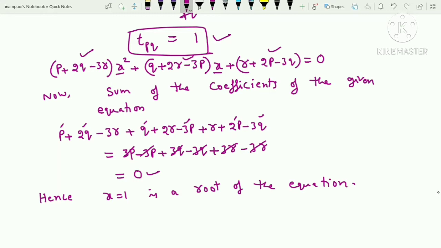If we take x equal to 1 here, the sum of the coefficients is equal to 0. So x equal to 1 is one root of the equation. x equal to 1 satisfies this equation. If we put x equal to 1 in this equation, we get 0. So x equal to 1 satisfies this equation. Therefore, x equal to 1 is a root of the equation.